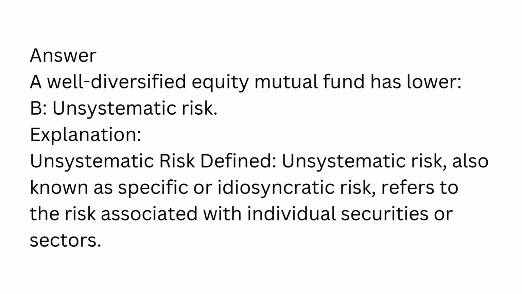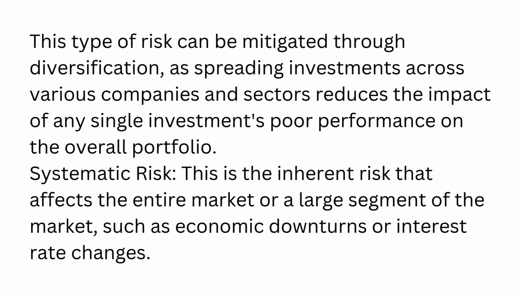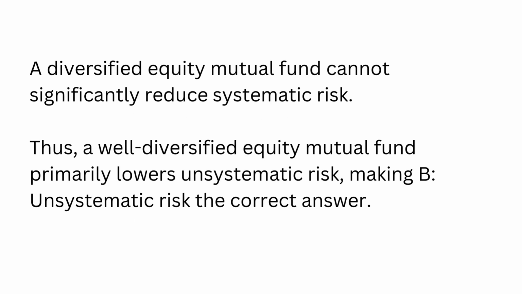Unsystematic risk, also known as specific or idiosyncratic risk, refers to the risk associated with individual securities or sectors. This type of risk can be mitigated through diversification, as spreading investments across various companies and sectors reduces the impact of any single investment's poor performance on the overall portfolio. Systematic risk. This is the inherent risk that affects the entire market or a large segment of the market, such as economic downturns or interest rate changes. A diversified equity mutual fund cannot significantly reduce systematic risk. Thus, a well-diversified equity mutual fund primarily lowers unsystematic risk, making B. Unsystematic risk the correct answer.